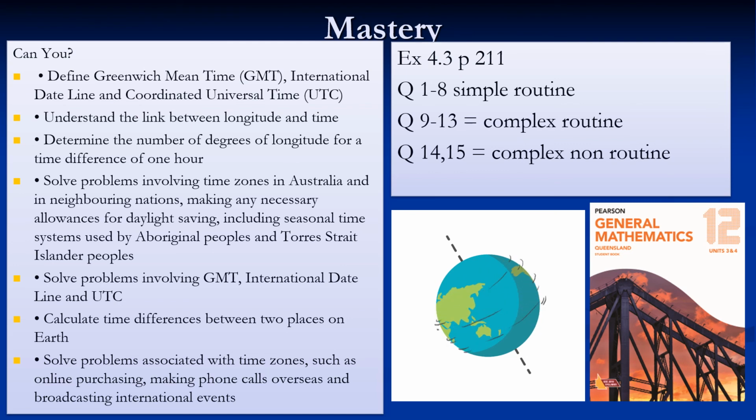We've done a lot today. We've defined Greenwich Mean Time, Universal Time Clock, and the International Dateline. We've talked about the link between longitude and time, particularly that there's 15 degrees for every hour. We've looked at time zones in Australia and other nations and done a little bit of maths on those. When you're happy with that, please work on your mastery questions.